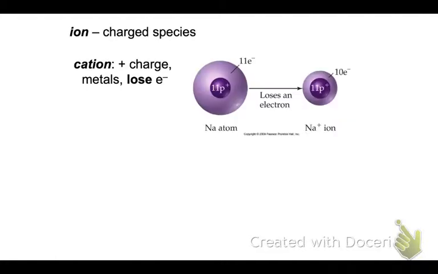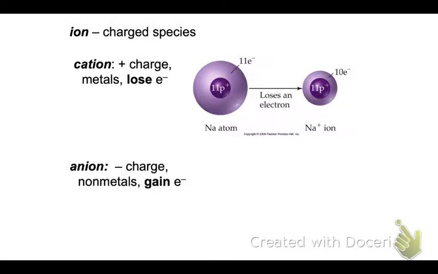Here is an example. Look at this sodium atom. It has 11 protons in the nucleus and 11 electrons around the nucleus. When it loses an electron, it will still have 11 protons, but 10 electrons. So that will make 1 extra proton with a positive charge, which will give sodium that positive charge. So that is a sodium cation.